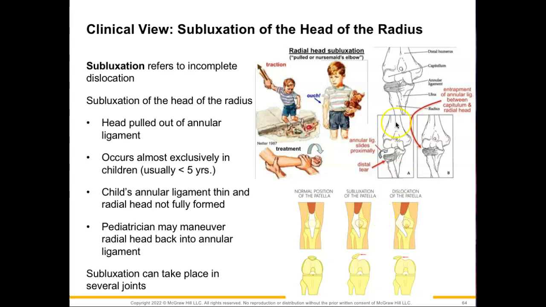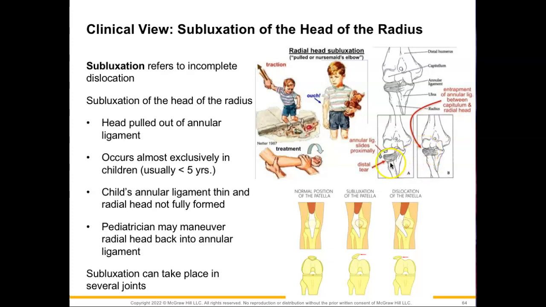So this example is for the head of the radius, and sometimes when you pull onto a child's arm, you get some traction. That head of the radius can be pulled out of the annular ligament. So here is how it is normally placed, and when you pull on their forearm, that head can kind of peek down, or you can even have a little tear to that.